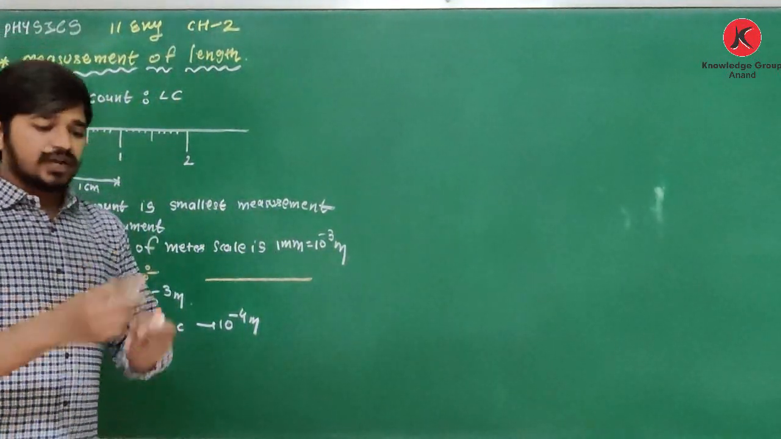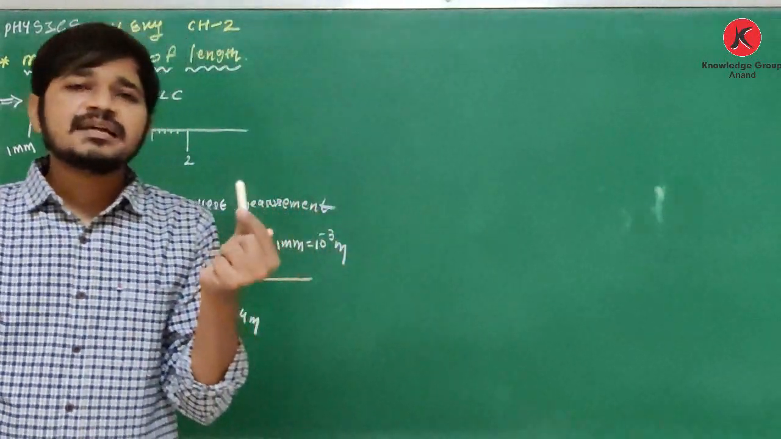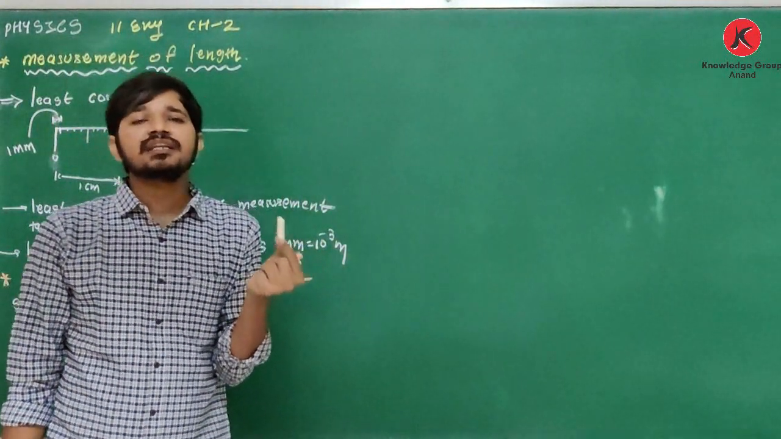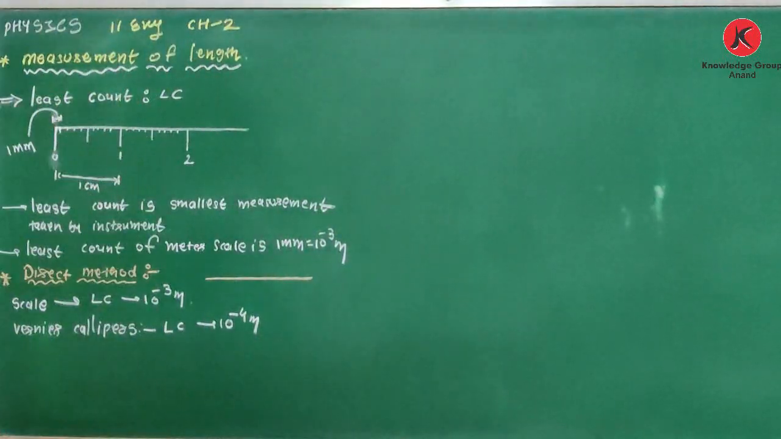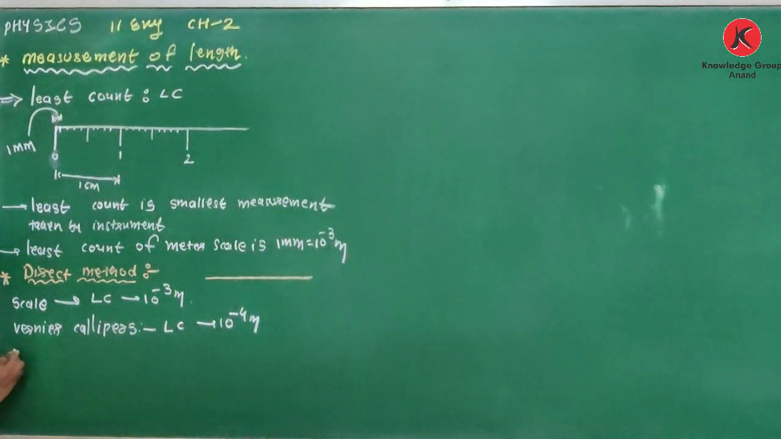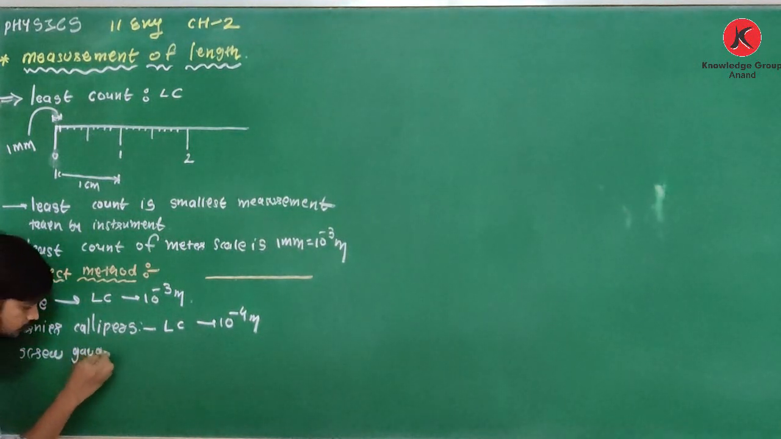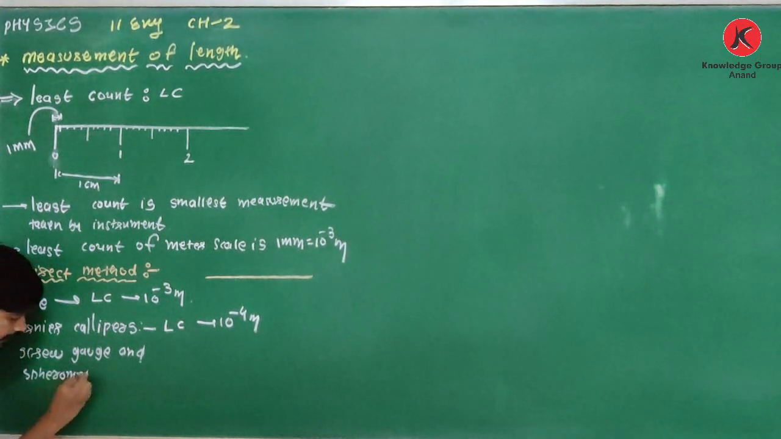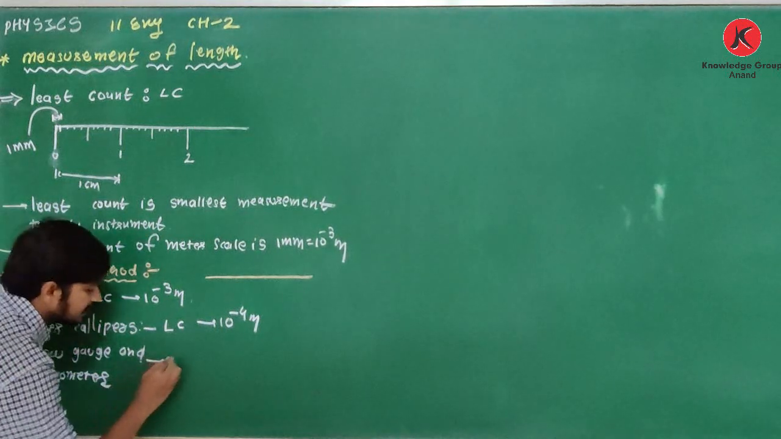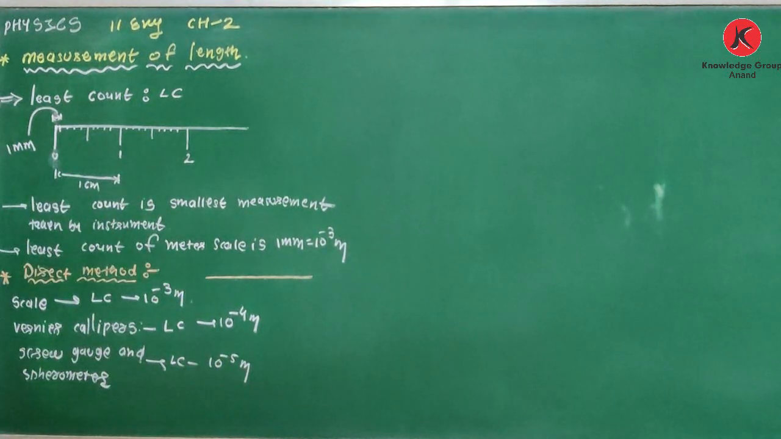Clear about this? For example, if I want to measure the diameter of this chalk, I can measure the diameter of this chalk with the help of vernier calipers. Okay. Now the next one is screw gauge and spherometer. Its least count is 10 raised to minus 5 meter.